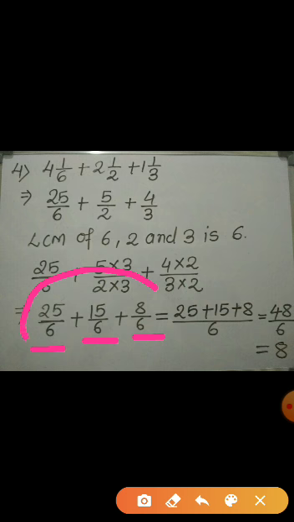Now all these three fractions are like fractions now, right? So add their numerators and copy the denominator. Now 25 plus 15 plus 8 upon 6. Addition of the numerators comes to 48. So the answer is 48 by 6.